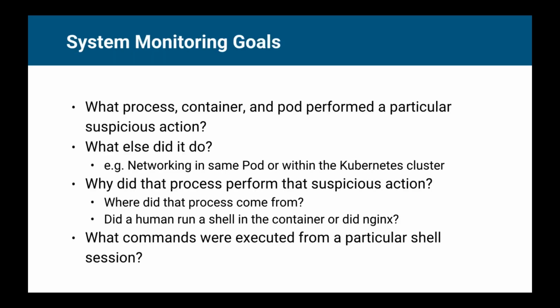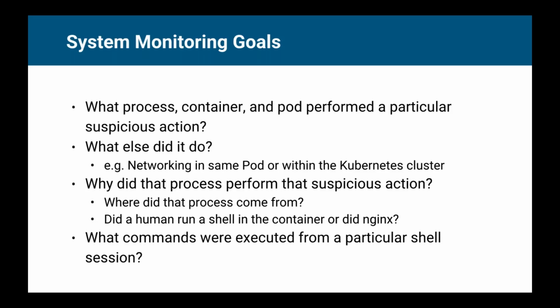What we're going to try to accomplish with any of these systems is identify which process, container, or pod performed a particular suspicious action. Even if we're getting an alert that a particular IP address did something suspicious, we need to be able to drill deeper to see what was behind that IP address that did this. And then what else did it do? Was it performing networking within the same pod? One of the challenges in Kubernetes is that 2 containers in the same pod may be communicating, and when they do, that's over a loopback interface, very difficult to get visibility into that activity. And also when they're communicating within the same cluster.